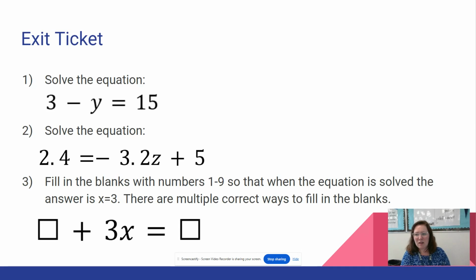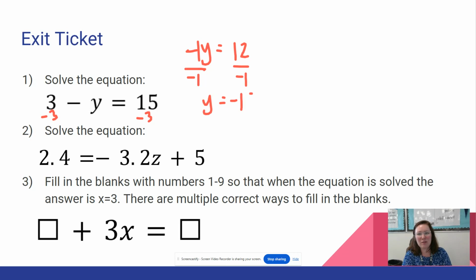Okay, these are probably going to look a little bit familiar. This one looks very familiar. Subtract 3 on both sides, and we get negative y equals 12. There's that invisible 1 in front. Divide by negative 1 on both sides, and y equals negative 12. Okay, this one has decimals. That doesn't change how you do it. Subtract 5 first, then divide by negative 3.2.